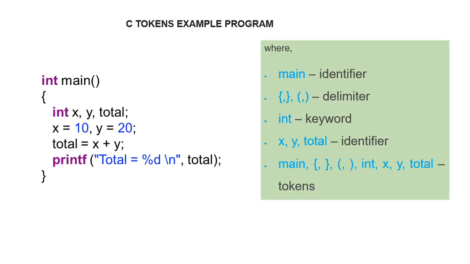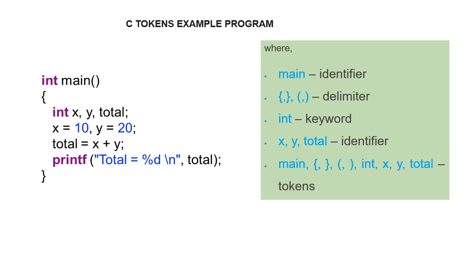So let us understand the C tokens from the example of one program. You can see here one program is given: int main, then curly bracket, from here your program starts. int x, y, total; x equals 10, y equals 20, total equals x plus y. Then printf total equals %d, backslash n, comma, total. And this is the program.